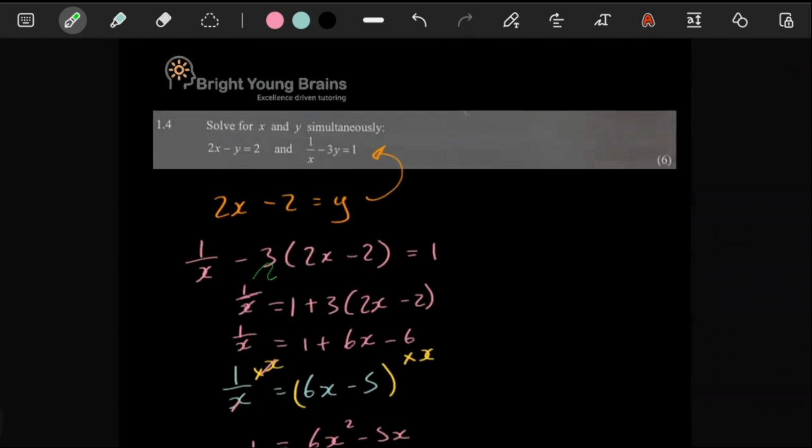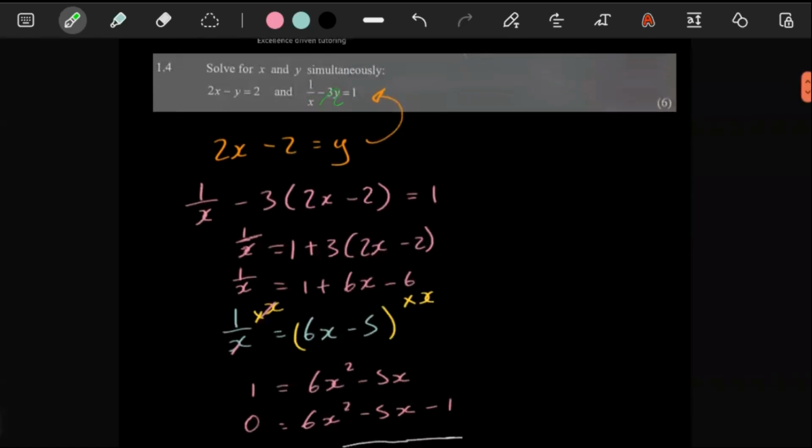Where did the 3 come from? Oh, the 3 came from here. So anyways, we took y to the other side. We took the 2 to the other side. So this became a negative, this became a plus. And this value of y, we threw it into the second equation. So in the second equation, wherever y is, we put 2x.